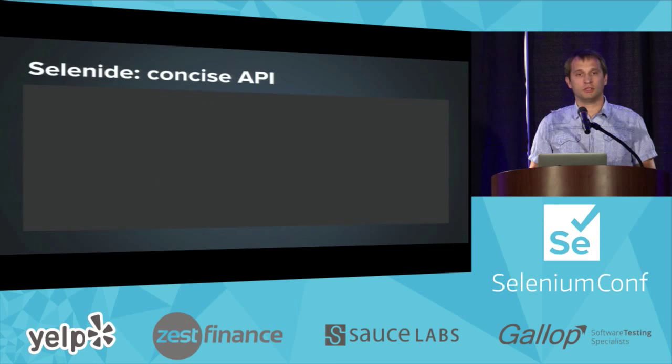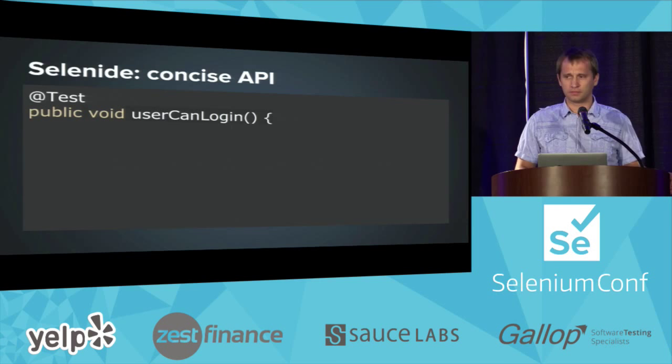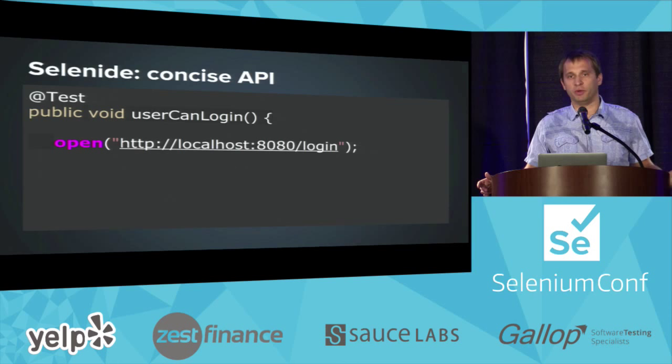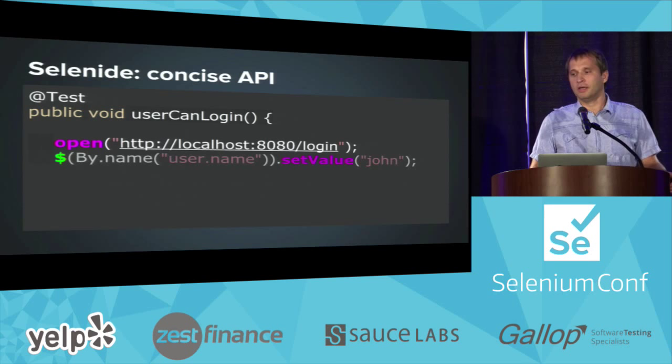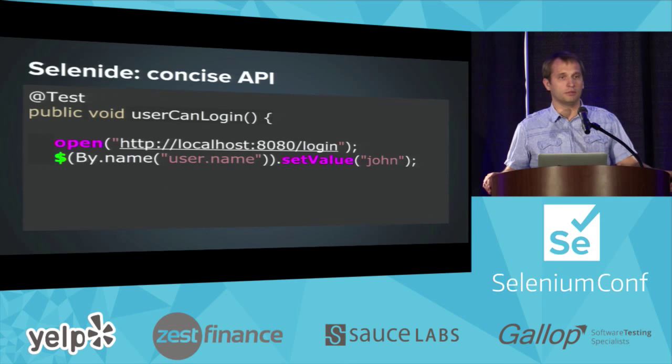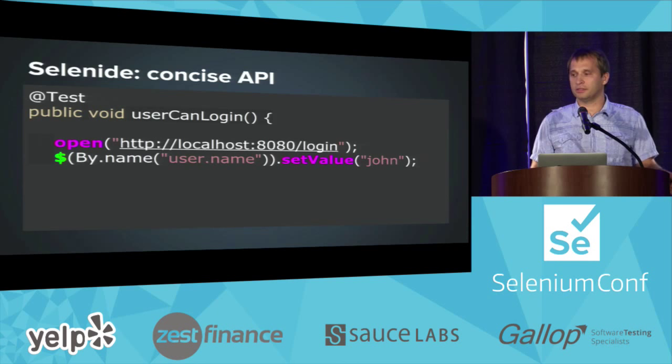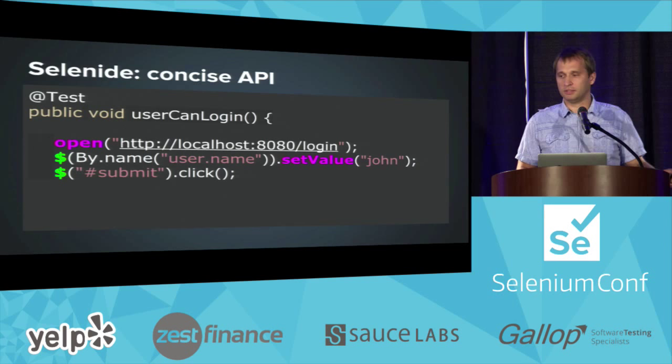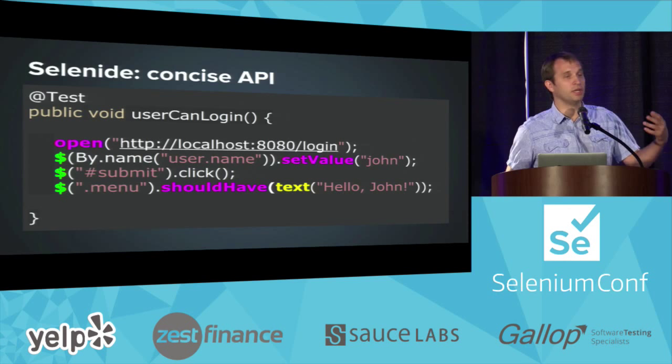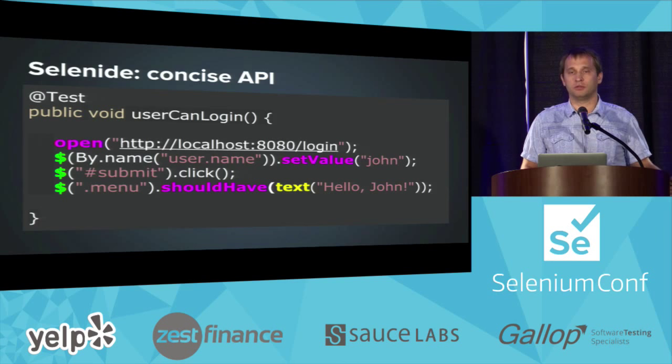Let's see what concise API means. This is how a simple test looks using Selenide. To open a browser, we just need to write open. Very easy. You do not need to bother with WebDriver, how to close it, how to start it, how to initialize it. It's all implemented. To find the first element, we use the dollar command, we find an element by name, or whatever, and set a value for this element. Then we can click this element, and at the end, we need to check that the result is as expected. For this purpose, Selenide provides quite a lot of methods, like should have text, should have property, and so on. We will see it later.